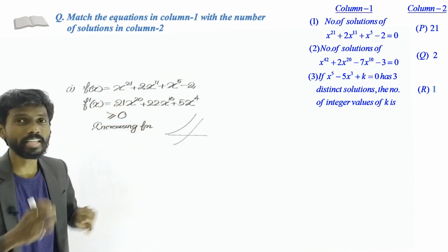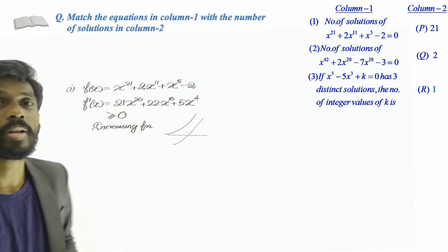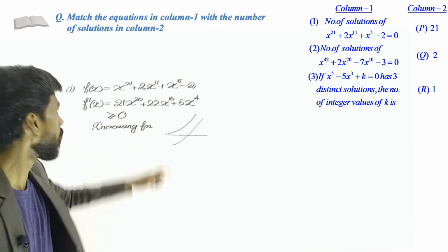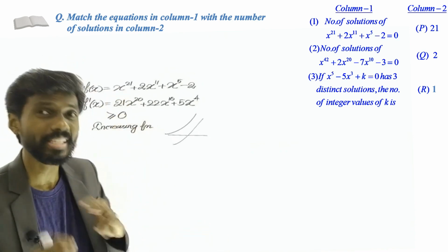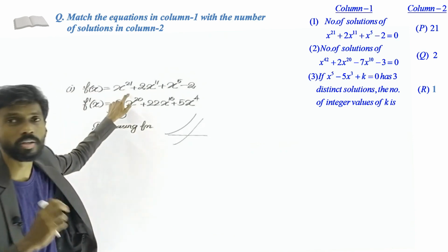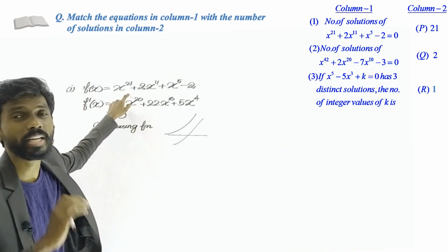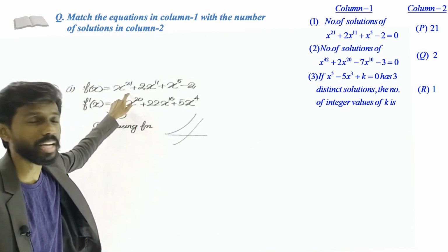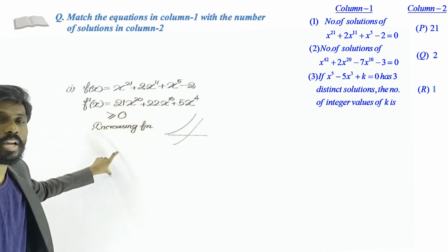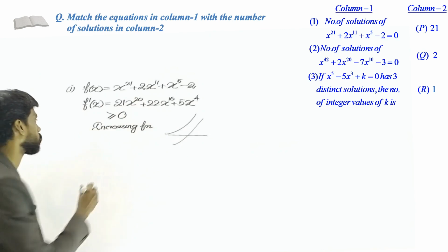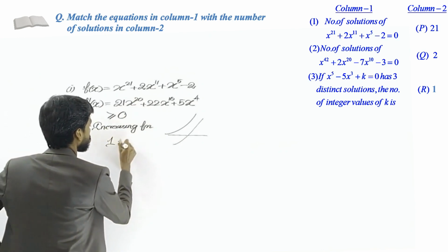So this is an odd degree polynomial. An odd degree polynomial will definitely have one real root, right? Can all the 21 roots be imaginary? That's not possible, right? Imaginary roots will always occur in pairs, so all 21 cannot be imaginary. At least one root must be real, and that one root is this, the intersection. So definitely there is one root, and it has to be real. So one real root.